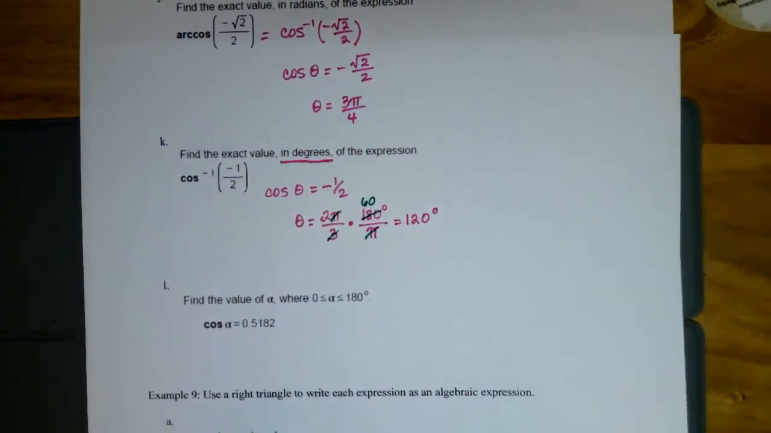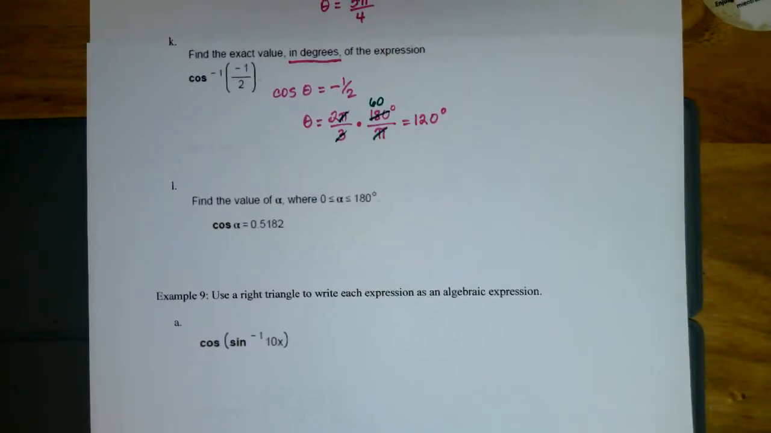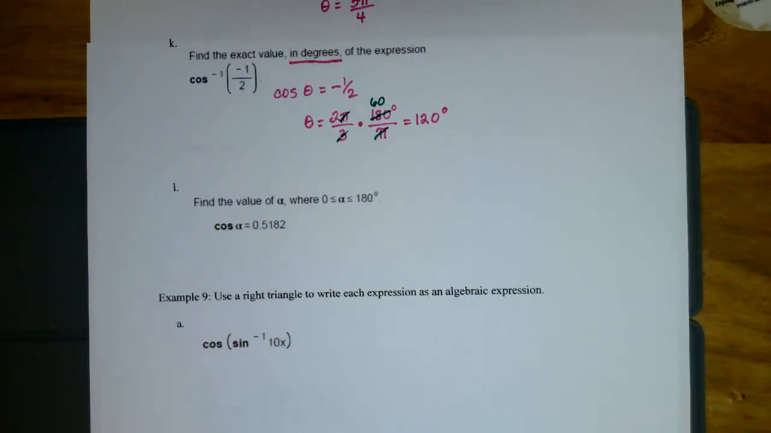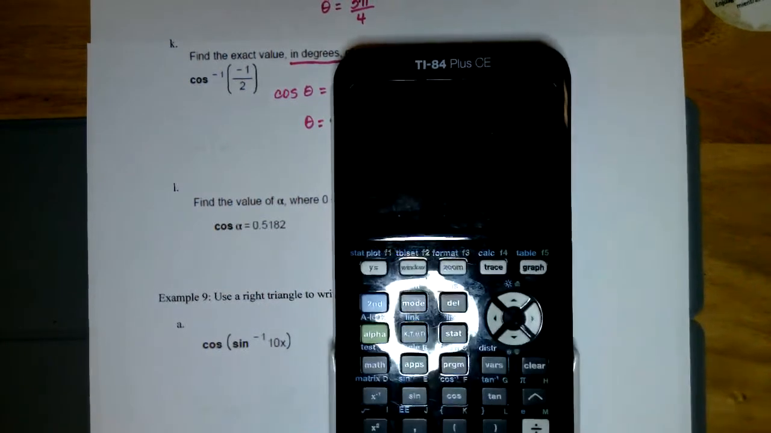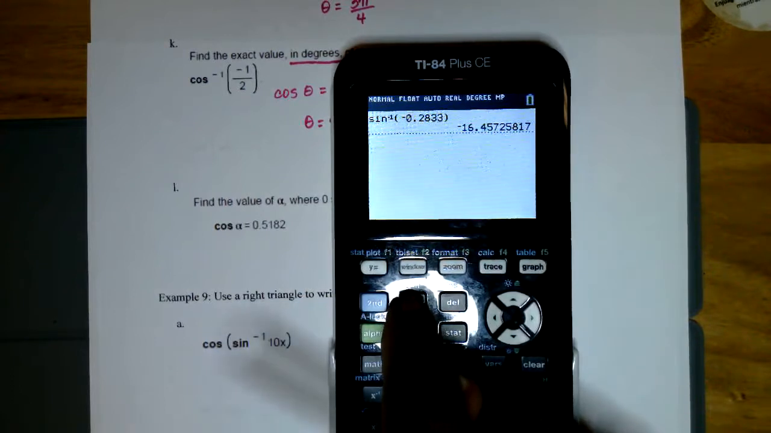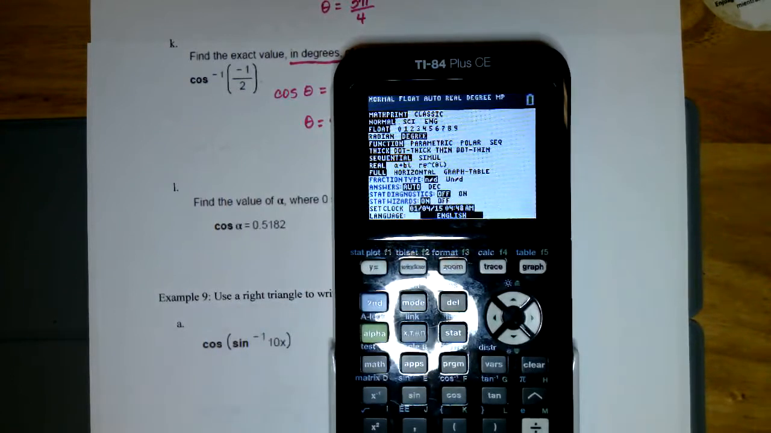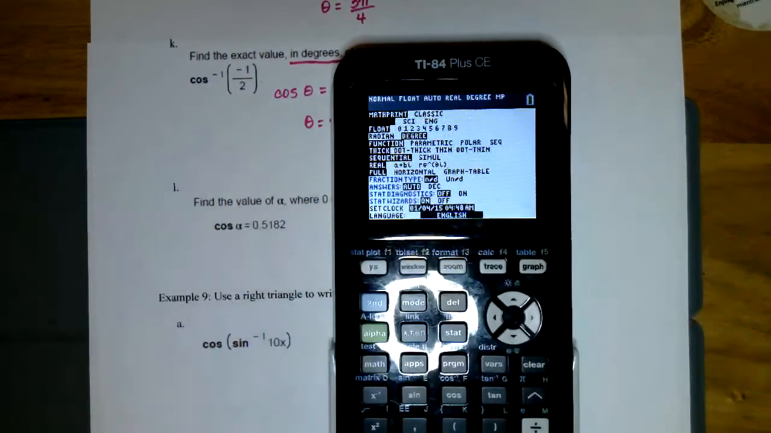Okay, part L. You want to find the value of alpha, where alpha is between 0 and 180 degrees, so that the cosine of alpha will be equal to 0.5182. So here we have to use our graphing calculator to do this problem. In this case here, I'm going to press the mode key to make sure that degree is highlighted, because I want my answer in terms of degrees.